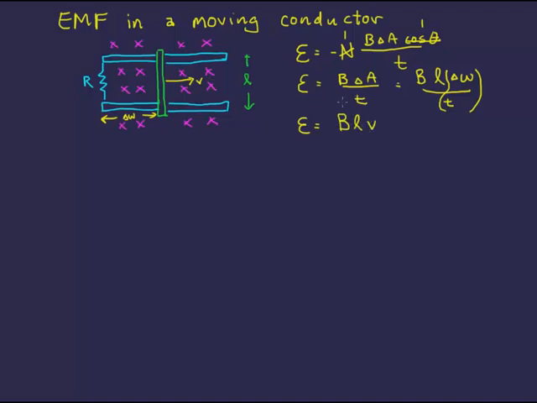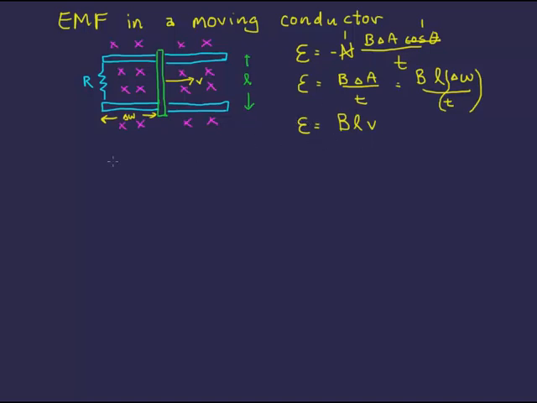And you can apply this formula to this situation or any situation where a conductor is moving through a magnetic field. Another very typical application is when you have an airplane flying through the Earth's magnetic field, you will actually induce a voltage difference between the tips of the airplane wings, and you can apply this to that as well.